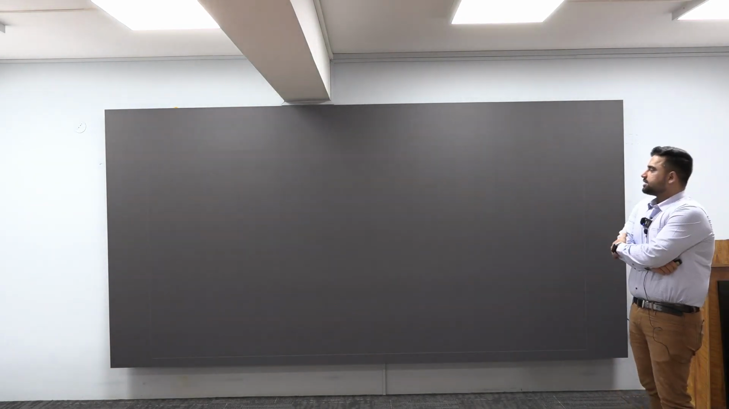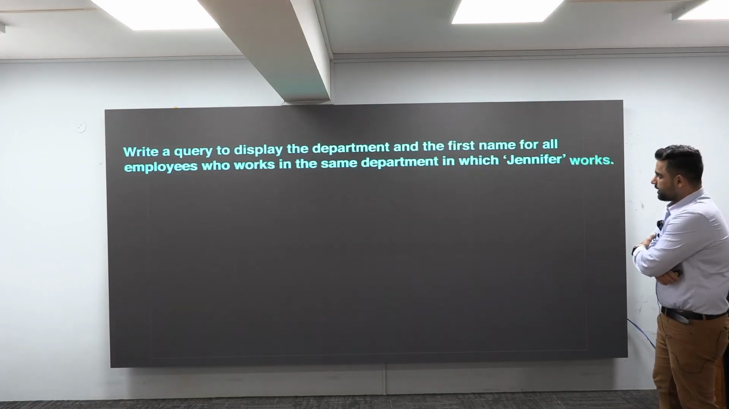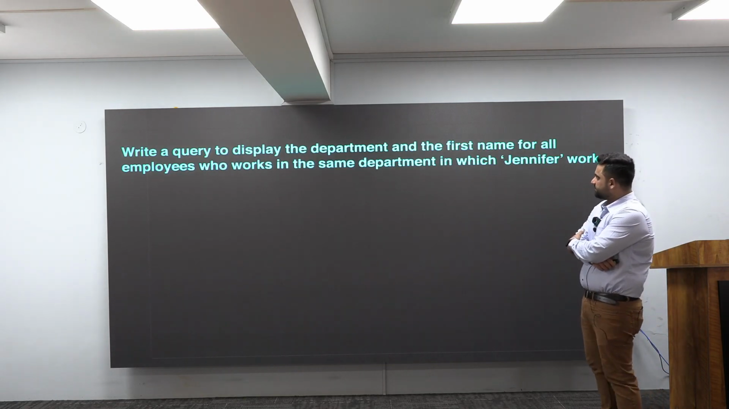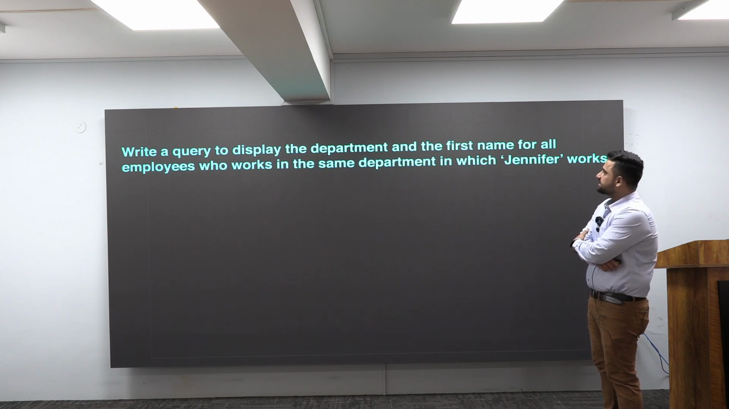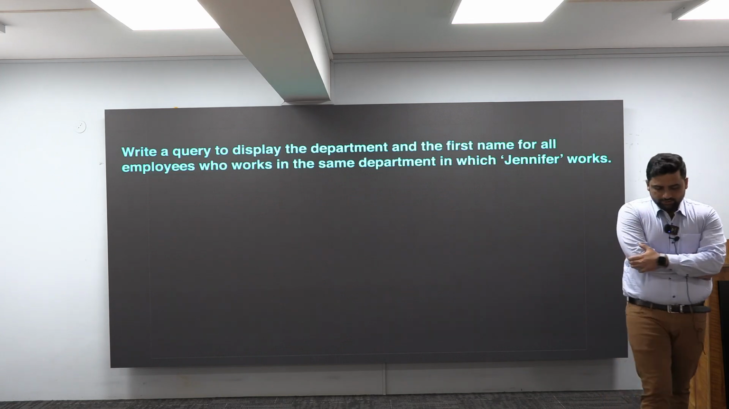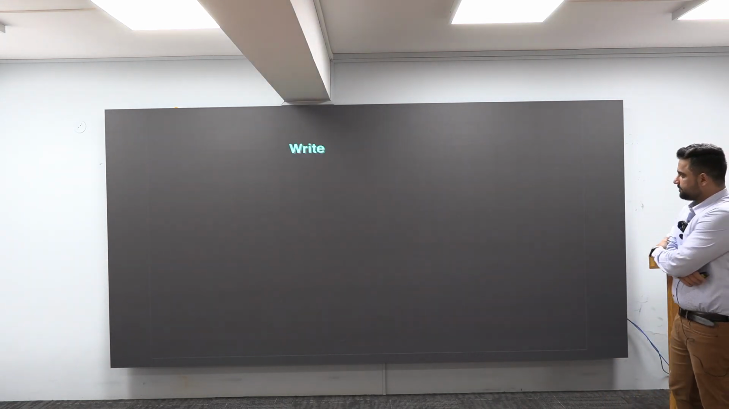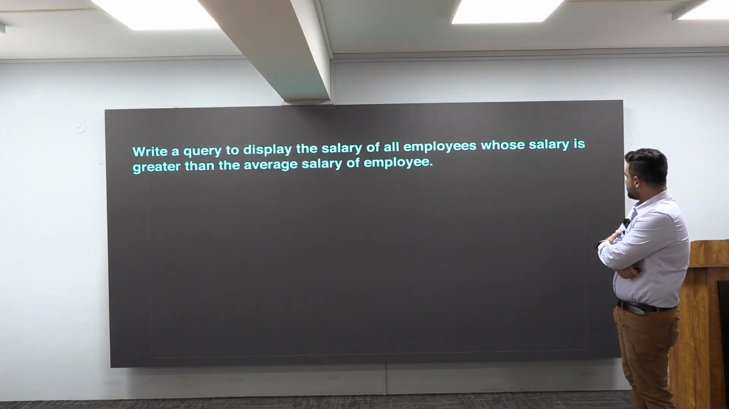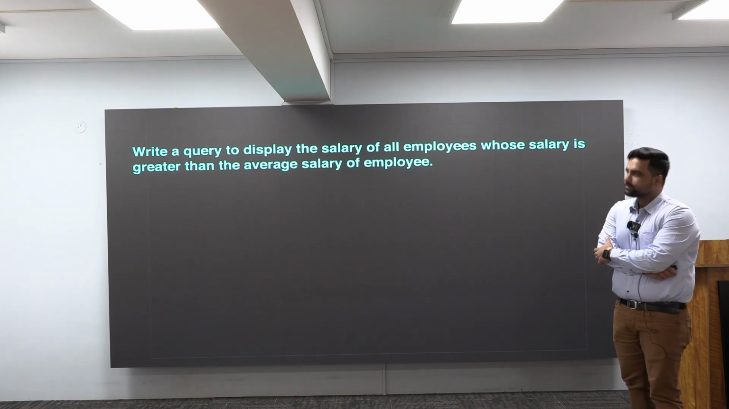We have solved questions also. Just take a look here. This question we have already solved, right? Write a query to display the department and the first name for all employees who work in the same department in which Jennifer works. This question we have already solved. Take a look over here. Write a query to display the salary of all employees whose salary is greater than the average salary. This also we have solved.